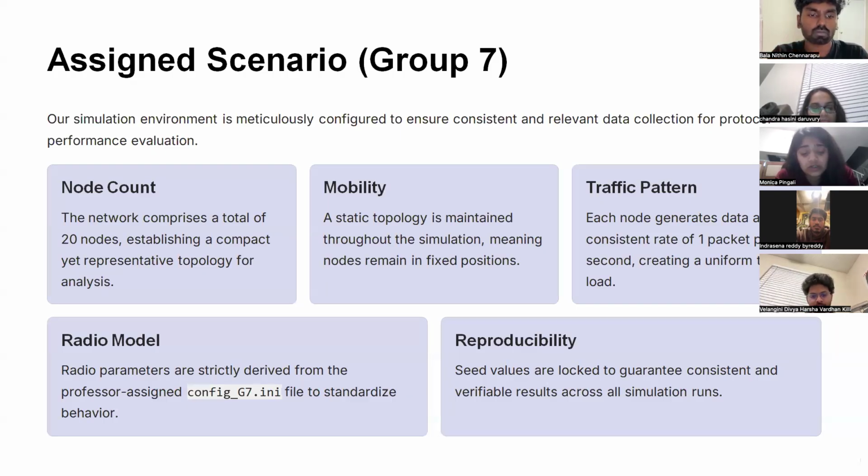Because the environment is controlled and there are no external disturbances like mobility or variable channel conditions, it allows us to focus solely on the intrinsic behavior of the routing protocols. Overall, this scenario is designed to represent a stable, lightly loaded wireless sensor network, making it suitable for baseline performance evaluation before introducing more complex dynamics. And the coming slides will be explained by my friend.